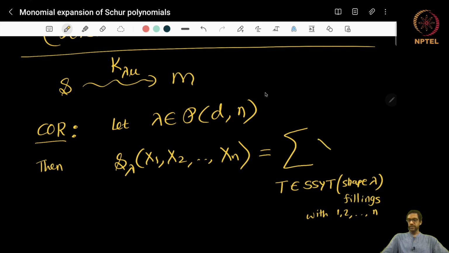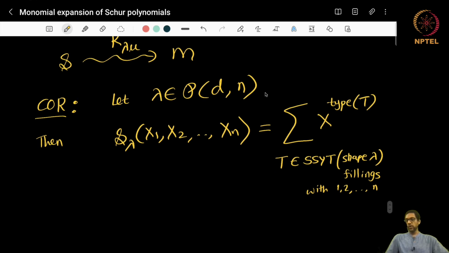I look at x raised to the type of that filling, the type of that tableau. Remember, the type of a tableau is an n-tuple, a multi-index which keeps track of how many ones there are, how many twos, how many threes, and so on. So the claim is that here's how the Schur function can be obtained. You run over all semi-standard Young tableaux of given shape with fillings being numbers from 1 to n, and for each such tableau you look at a certain monomial, which is x1 raised to the number of ones which appear, that's the type of T, x2 raised to the number of twos that appear in the filling, and so on.